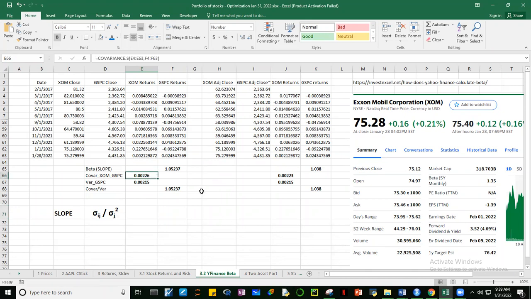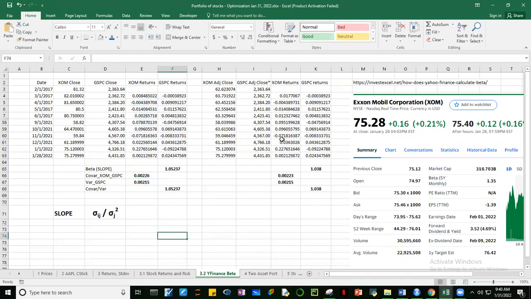So here, guys, you can see that I computed the covariance between the returns of ExxonMobil and GSPC. And then here, I computed the variance of the market. So you just get the ratio of the two. It's just the covariance of your Exxon and GSPC divided by the variance of your market, GSPC. And you get exactly the same result.